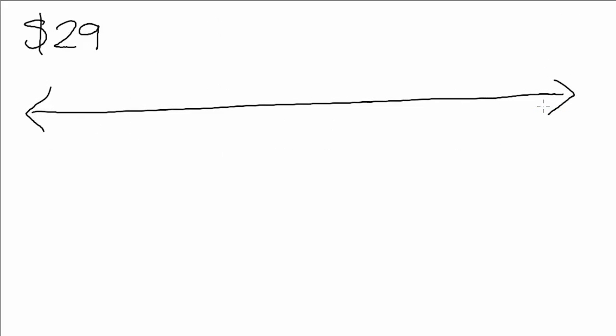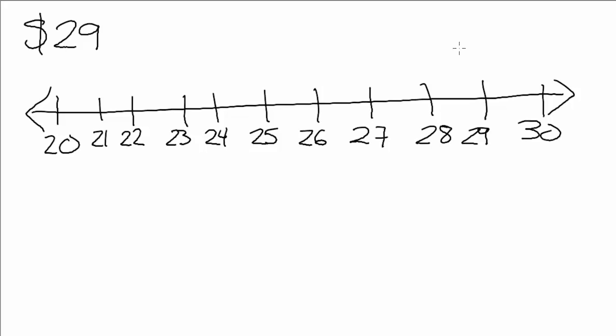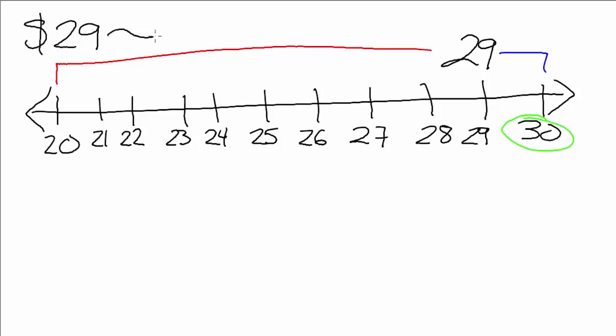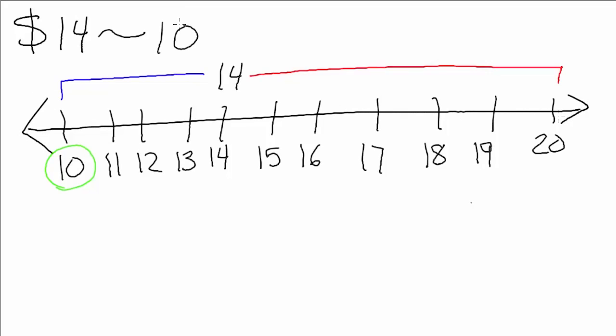For the $29 gift, we'll create an additional open number line. Notice that the benchmark numbers for 29 are 20 and 30. 29 lies closer to 30 than it does to 20. Therefore, the $29 gift costs about $30. Rounding the $14 gift, we see that the benchmark numbers are 10 and 20. 14 lies closer to 10, so we will round that gift to about $10.